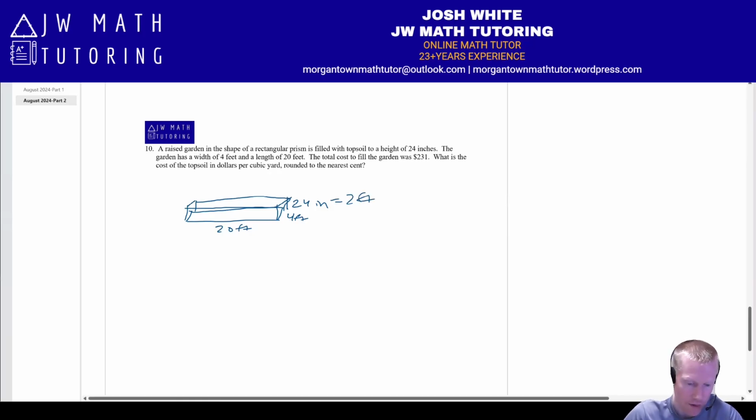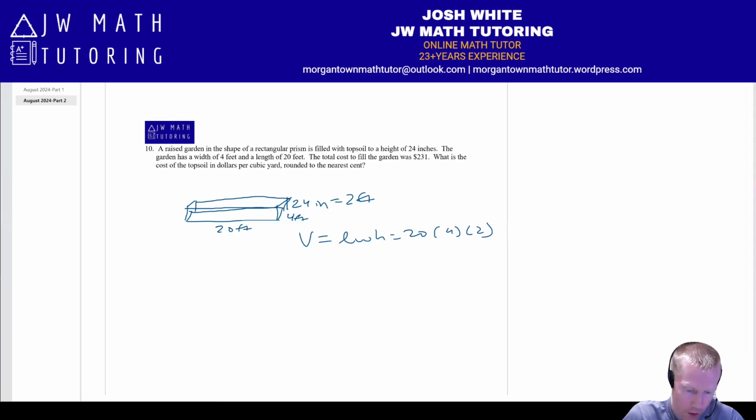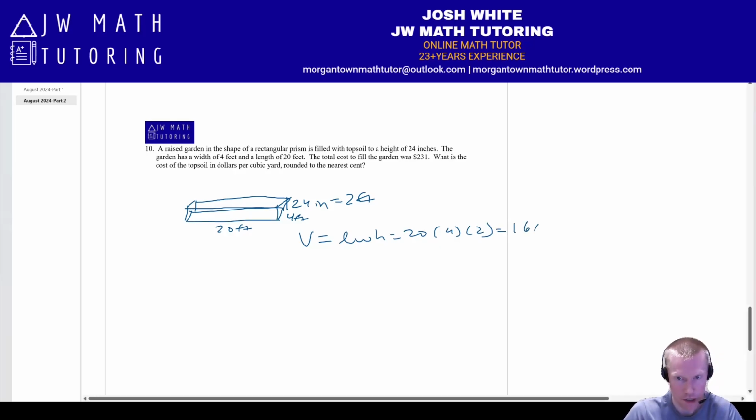Okay, and then I said, okay, the volume is going to be length times width times height. So we got 20 times 4 times 2. So the total volume, and again, this is in cubic feet, should work out to 160. Now what you have to do is convert that to cubic yards. So 160 feet cubed, and then times 1 foot is 3 yards. And you have to do that 3 times because it is a volume, because it's 3 dimensions.